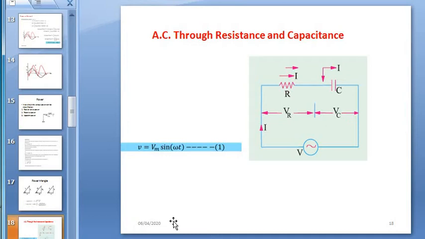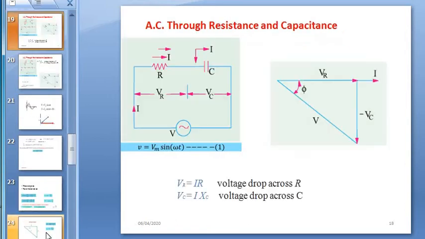Again consider the AC circuit with a resistance R and the capacitance C farad. Both of them are connected in series as shown in this figure. The alternating voltage V, which is equal to Vm sin omega t, is applied. The current flowing in the circuit is I. The voltage dropping across the resistance is VR. The voltage across the capacitor is Vc. VR is given by I into R. Vc is given by I into Xc.